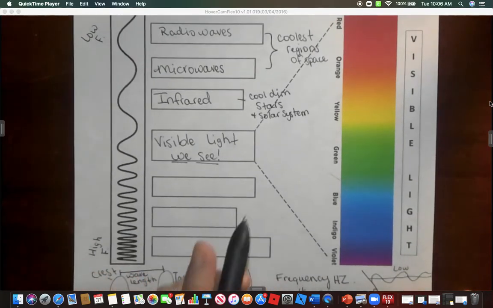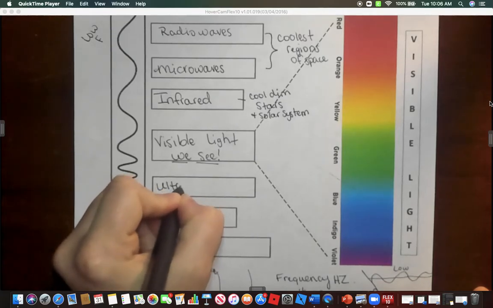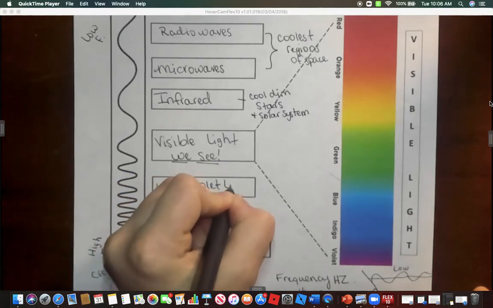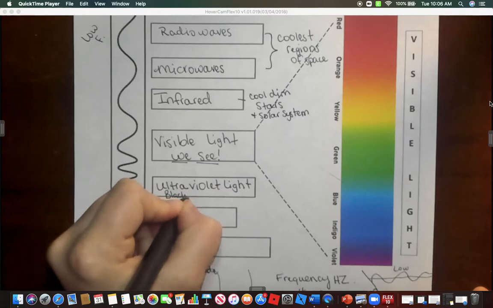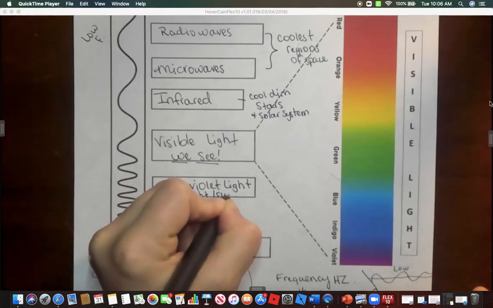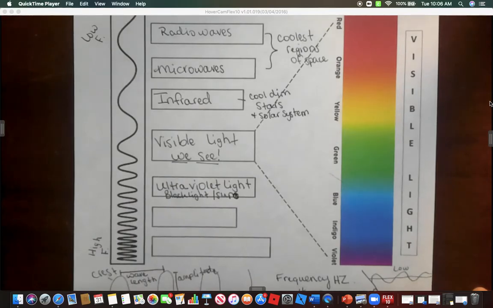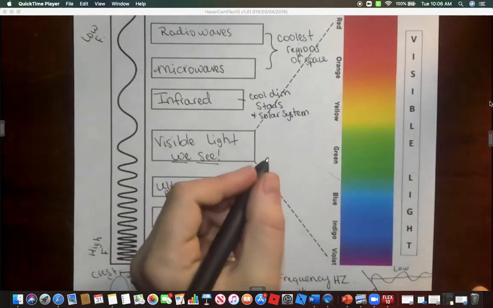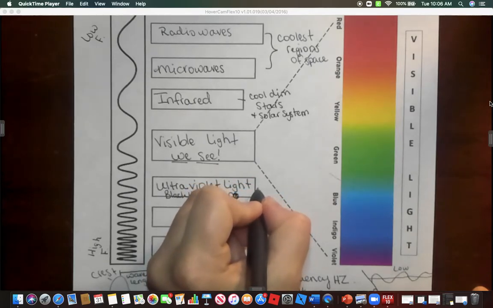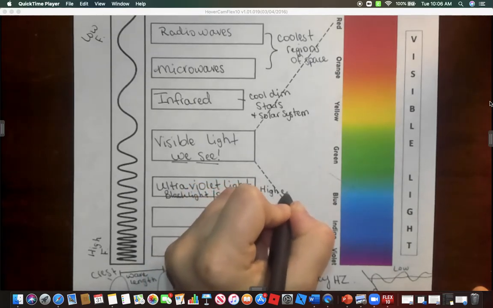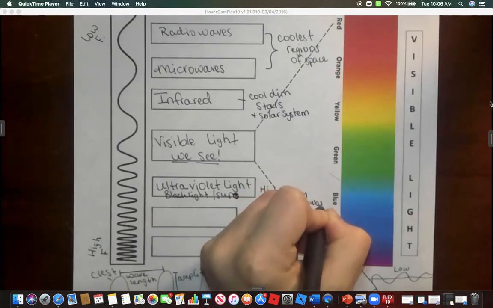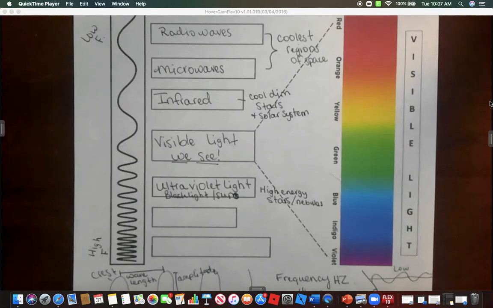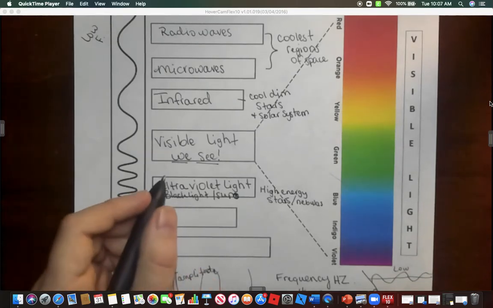Okay, the next type of light is going to be ultraviolet light. Okay, ultraviolet light is like a black light or the sun. This is what you get a sunburn from. This type of light also allows us to see high energy stars and planetary nebulas.